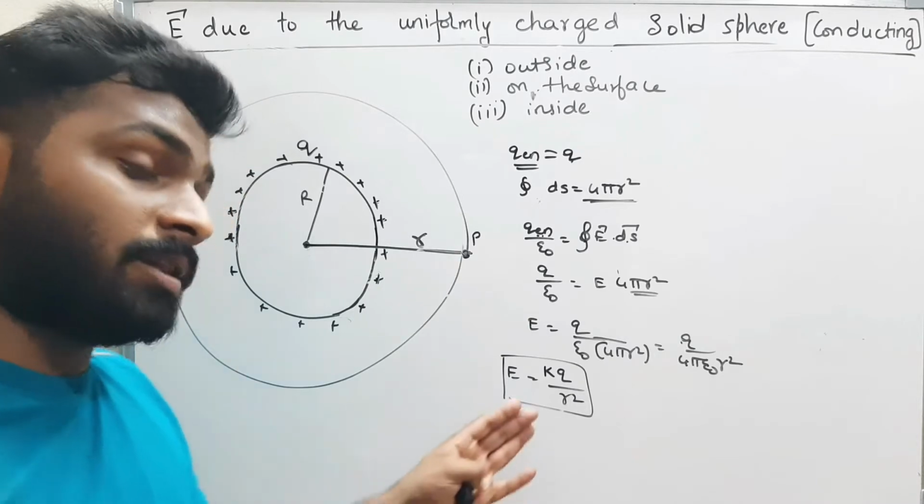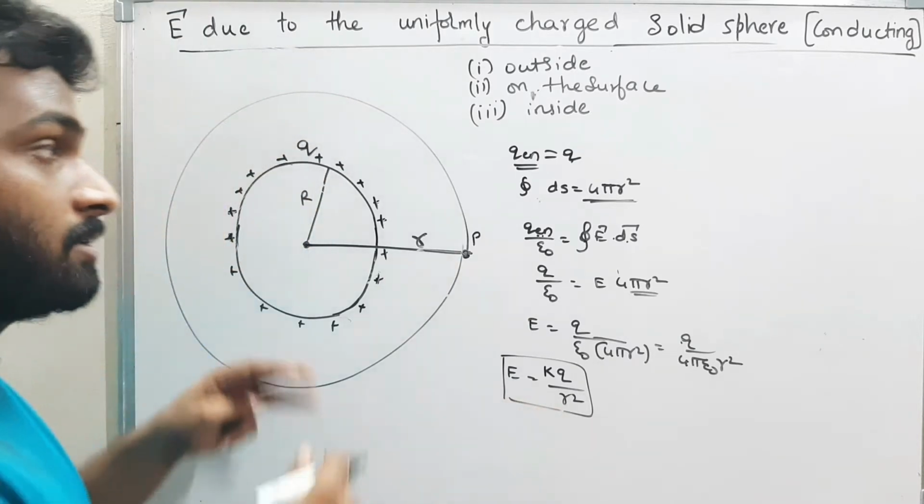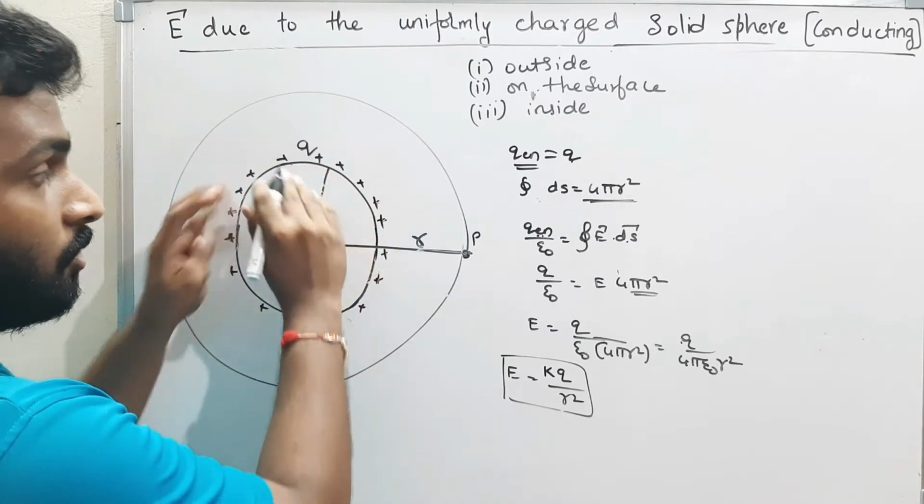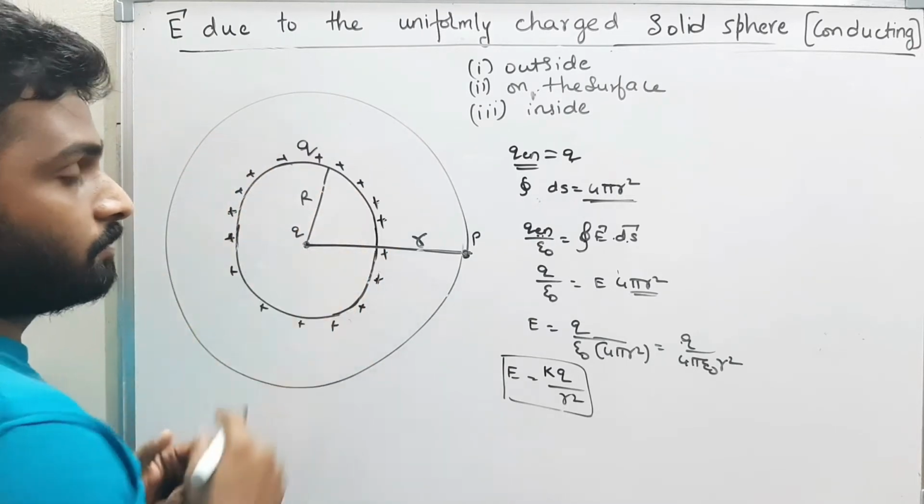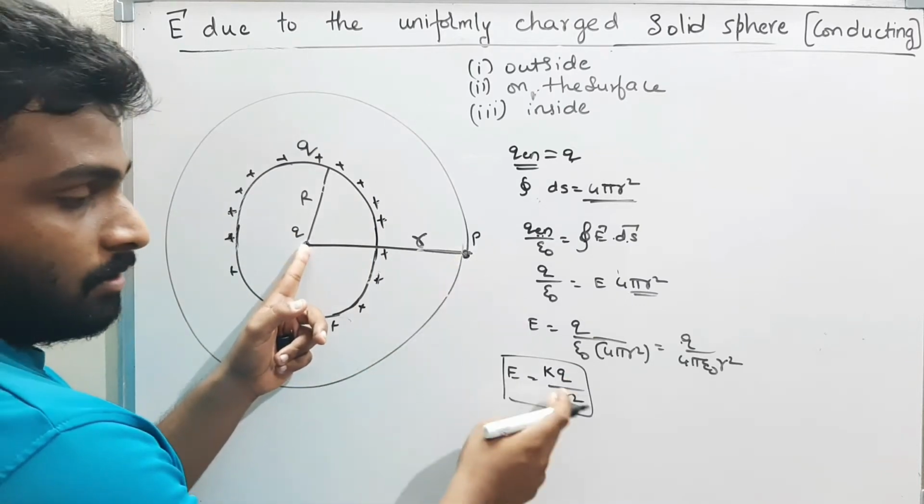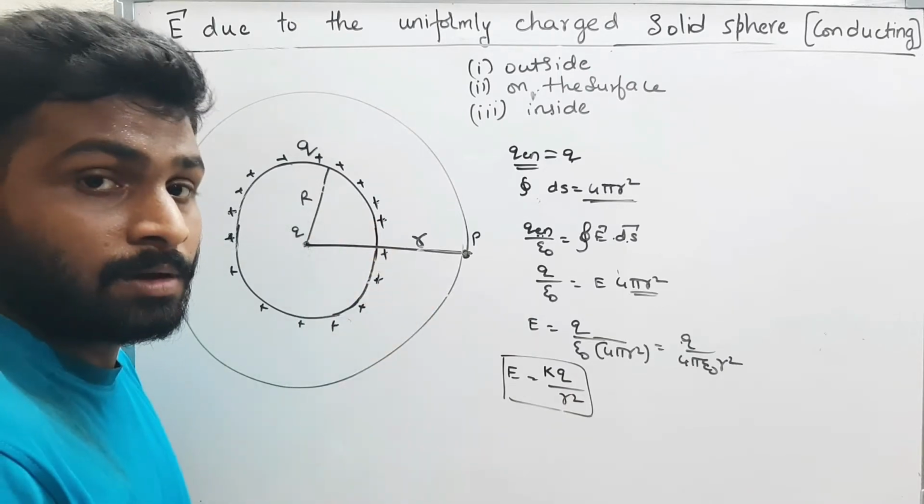That is nothing but the shell theorem, right? I already explained the shell theorem. I have to assume as if this spherical body is a point charge and the whole charge is present at this point. Then the electric field at this point because of this charge Q is K Q by r square. Already explained this in the shell theorem in previous videos.